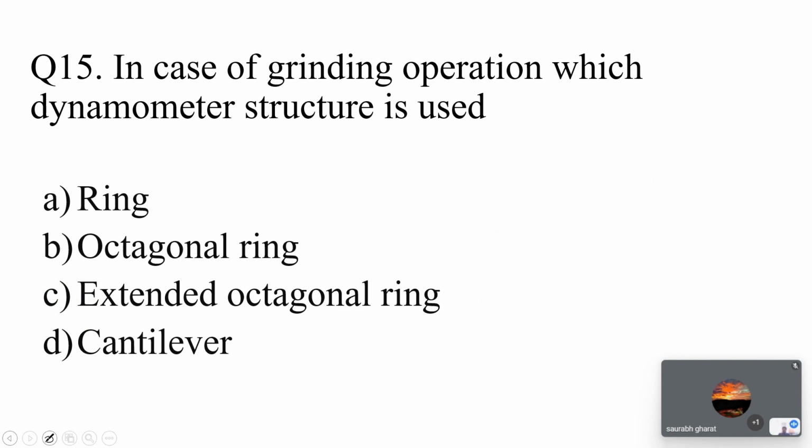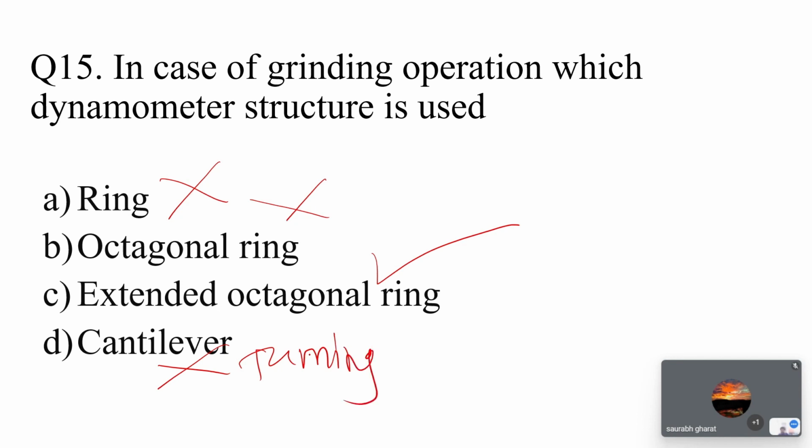In case of grinding operation, which dynamometer structure is used? Can we use a ring in grinding? Actually, a ring can be used, but it is not that much preferred. Octagonal ring we cannot use, but we can use an extended ring. Cantilever is again for turning only, and we are not turning here.